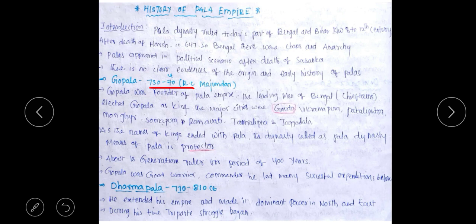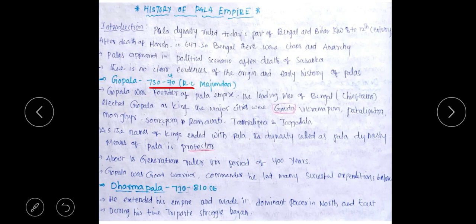We should have a question: why was Gopala made king? He was a good general and warrior, and he had led many successful expeditions against other dynasties. This is the reason, and he was very powerful, and he knew the administrative system. That's why the people chose him as a king.